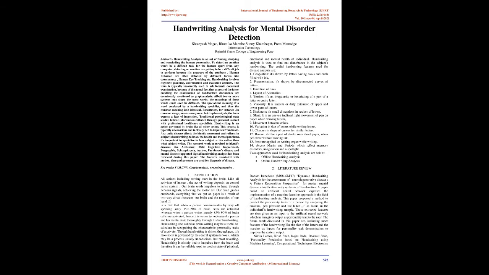10. Variation in size of letters while writing. 11. Changes in shape of curves for similar letters. 12. Breeze, the part of a stroke over the sheet of paper when the pen moves without leaving ink. 13. Pressure applied on the writing instrument while writing. 14. Accent marks and periods, which reflect memory disorders and imagination in the spotlight.